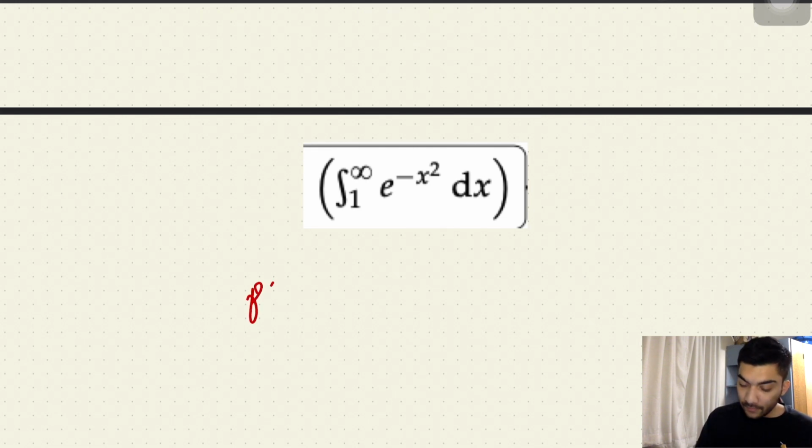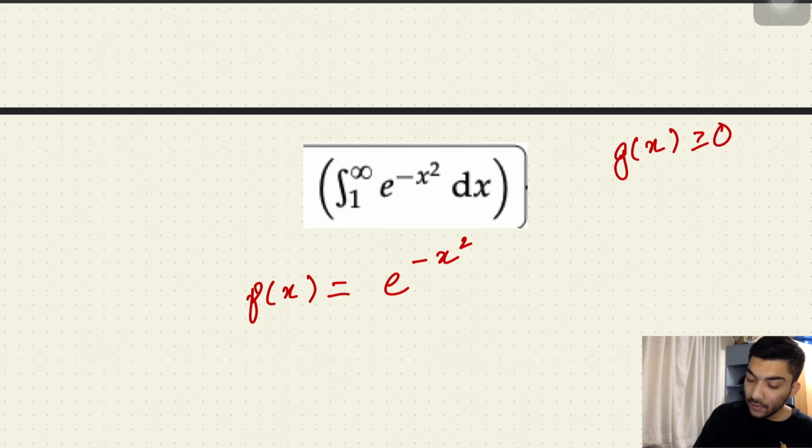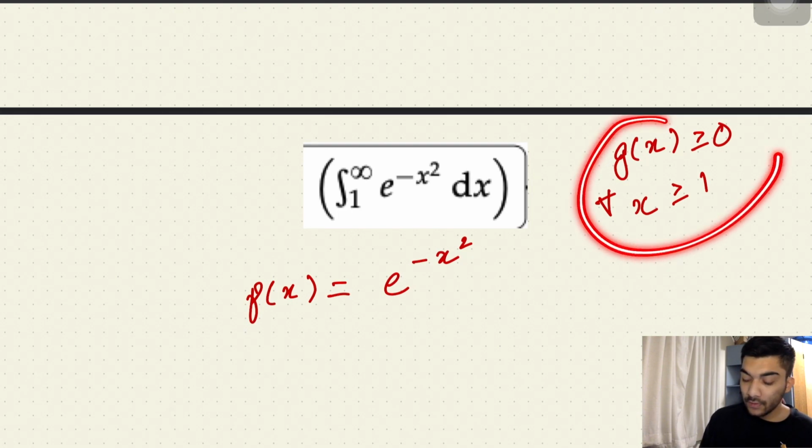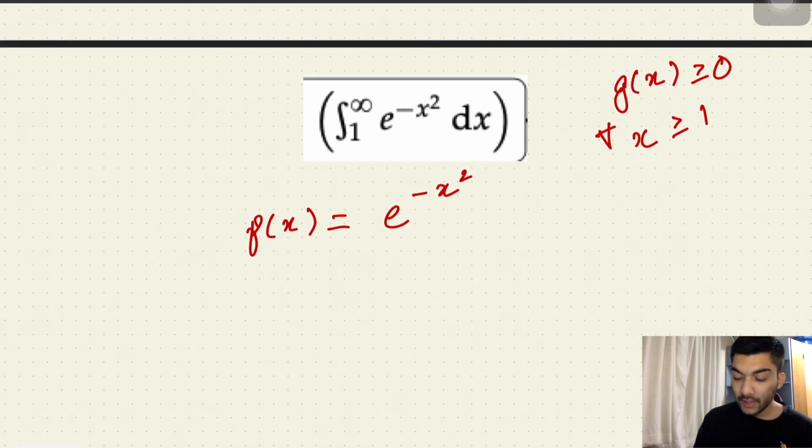Our first function, the one for which we are calculating the definite integral, is e to the power minus x square, and now we want a second function g of x which is always greater than or equal to 0 for all x greater than or equal to 1. So we want our second function to be always greater than or equal to 0 for all the values of x specified in the original definite integral. And we also covered one more important point about g of x, that we should know the definite integral solution to the second function.